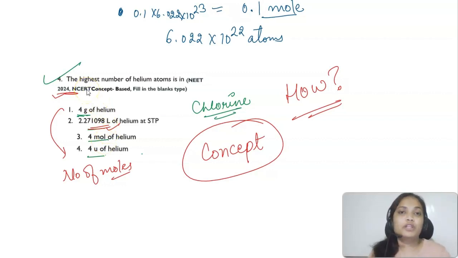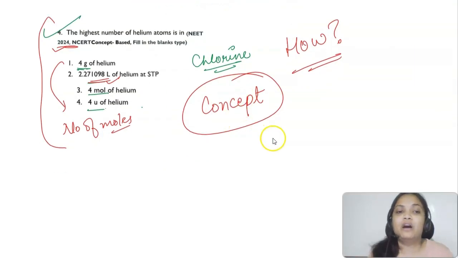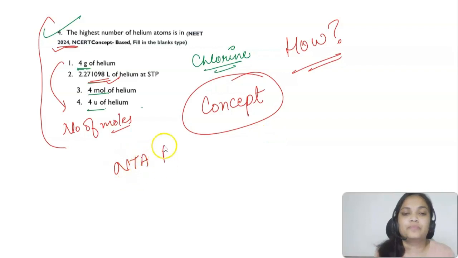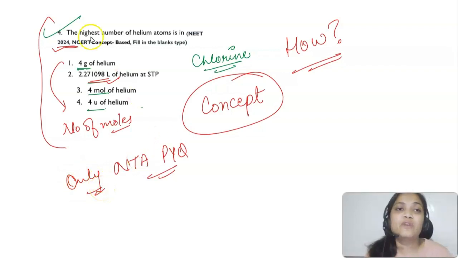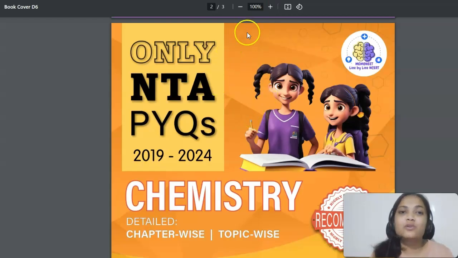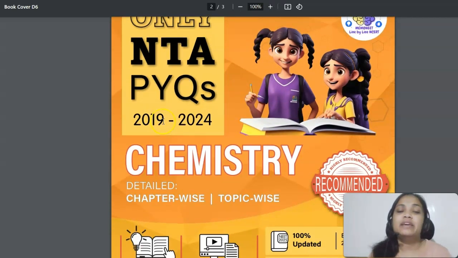Now for that, what do you need to have? You need to have a detailed explanation of this question. Of course, you can find explanations on the internet anywhere, but let me tell you about our NTA PYQ book. So you know, students, that Memoneet has this only NTA PYQ book that we are going to launch very soon. Let me show you a little bit of that and tell you the interesting features of that book. Can you see here, this is our only NTA PYQ book, students, in which we have covered the questions from 2019 to 2024.